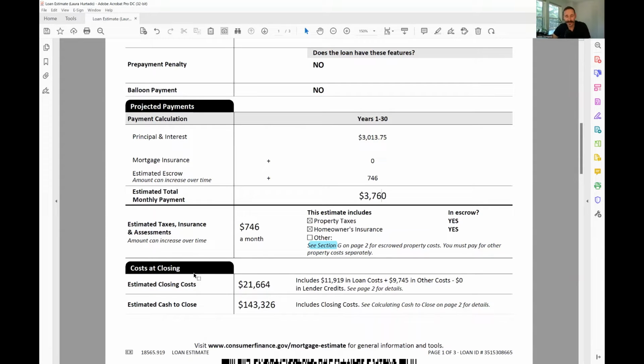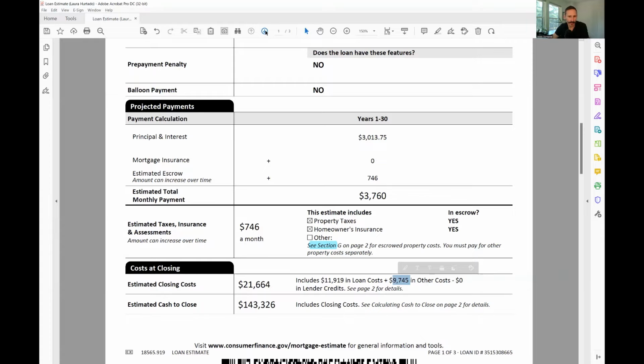And then the bottom, costs at closing. So this is one of the more important things other than the payment, obviously, are the estimated closing costs. So the total closing costs here are $21,664. Now, beside that, it breaks it down in detail. So it includes $11,919 in loan costs plus $9,745 in other costs. And there aren't any lender credits on this loan. And then it says see page 2 for details. So I am going to jump to page 2 and then come back to page 1. So remember, it's $21,664 in total costs, and then it's $11,919 and $9,745.